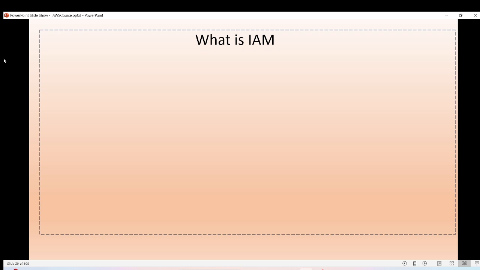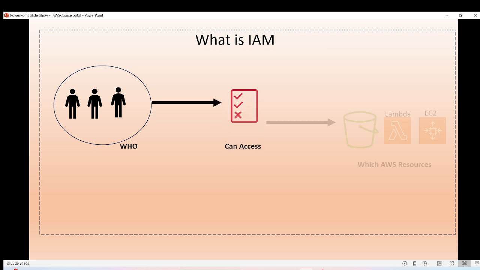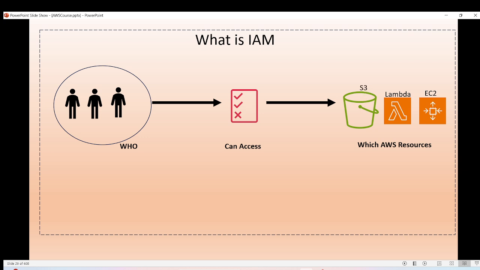Guys, what is IAM? The most important question. So IAM stands for Identity and Access Management. Basically, which AWS resources can be accessed by whom is decided by the IAM service. Here a resource can be S3, Lambda, EC2, etc. So this is the exact definition of IAM.